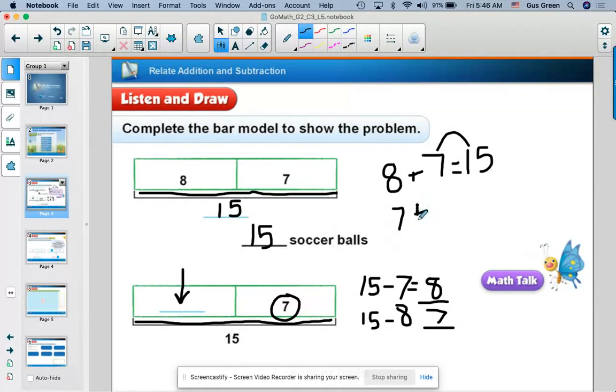8 plus, or 7 plus 8 is 15. Because remember, the order that we add doesn't matter. When you add, the order doesn't matter. When you subtract, the order matters a lot. Okay, so we can use a bar model and related subtraction facts to solve some of these problems.